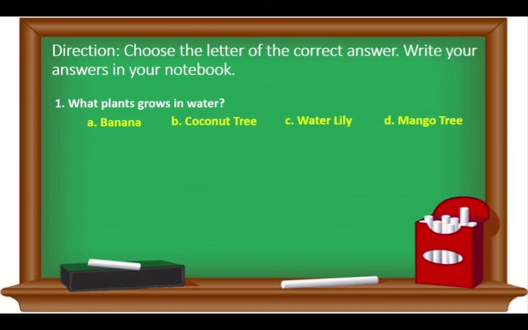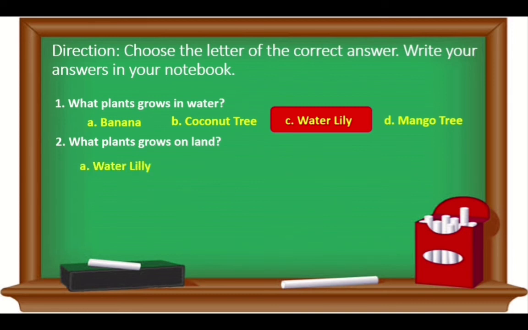The correct answer is letter C, water lily. You are correct. Number 2. What plant grows on land? A, water lily. B, water hyacinth. C, lotus. D, papaya tree. The correct answer is letter D, papaya tree. You are correct.